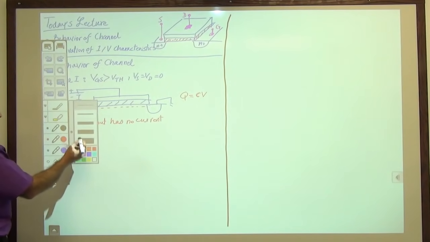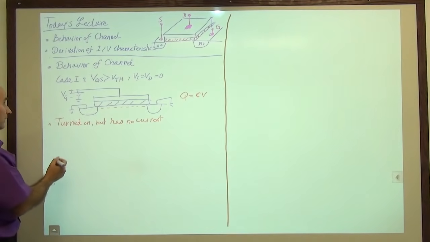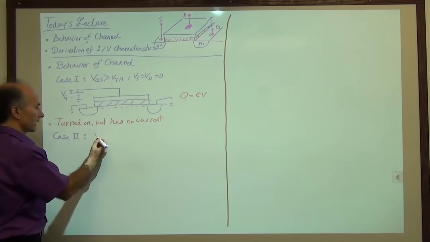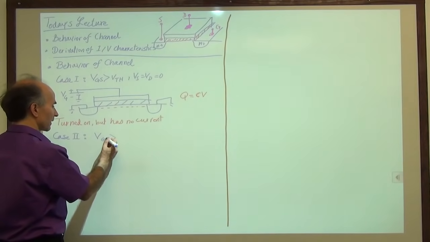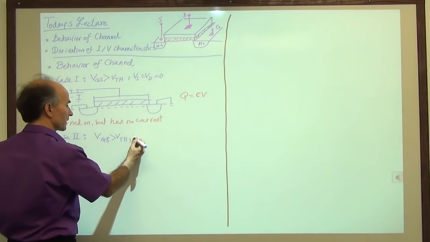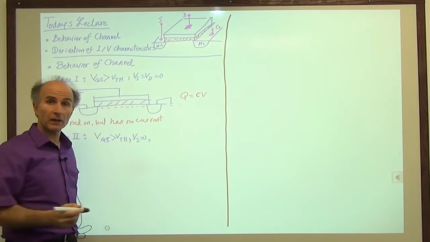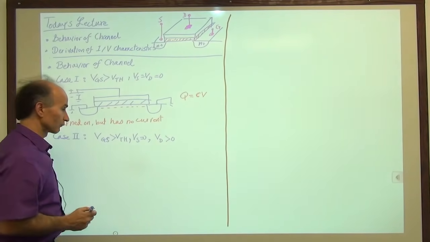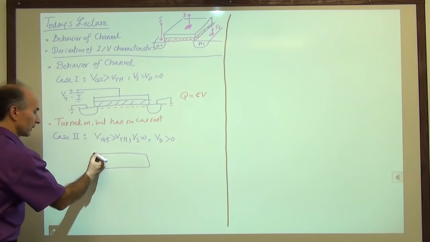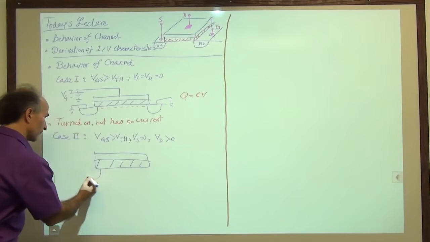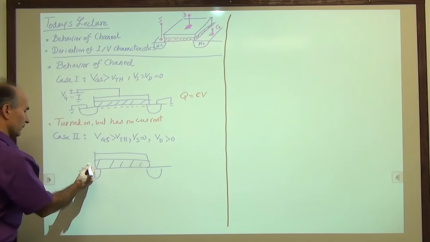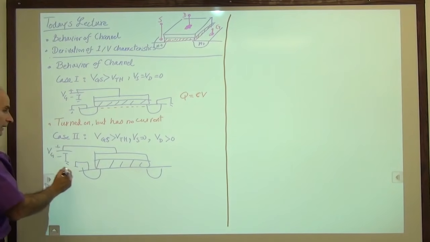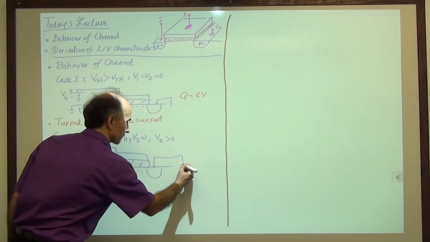Let's go to case number two and consider a slightly more interesting situation. So, again, the device is on, so VGS is greater than VTH. The source is still at zero, but we apply a voltage to the drain. So VD is greater than zero. So here's the situation. Again, we draw the device quickly, like so. We have our source and drain, and source is at zero. The gate goes to the battery, VG. The drain also goes to the battery, VD.